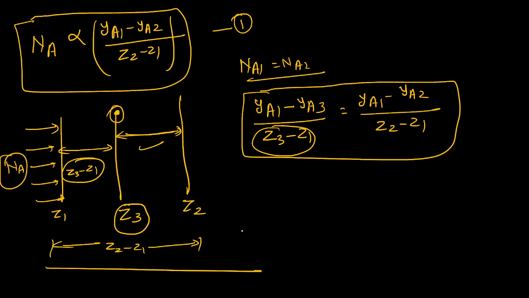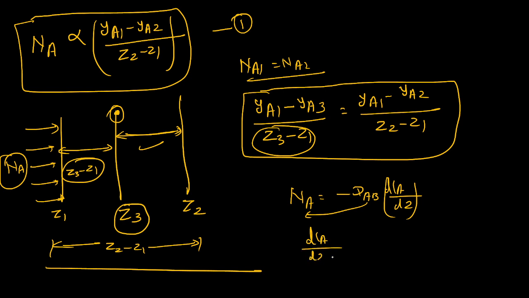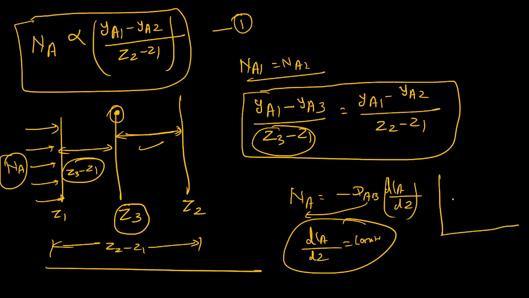So this is what I am trying to let you understand with the help of equimolar counter diffusion. You can see which kind of profile you will see here, so that becomes very important. Here, when we talk about Na, that is equal to minus DAB dCA by dZ, so dCA by dZ will be constant, right?